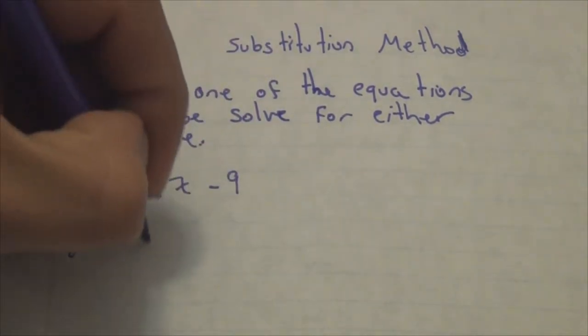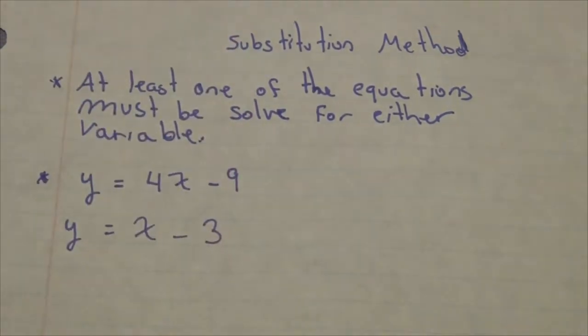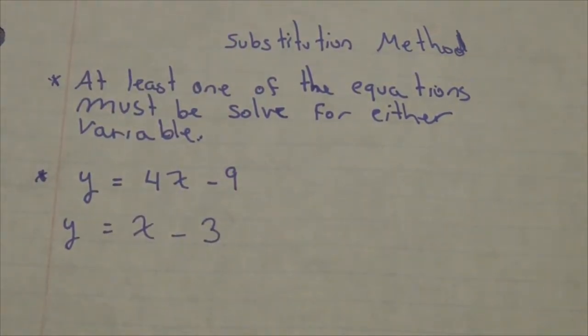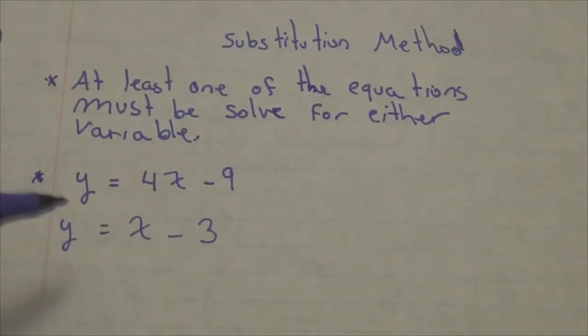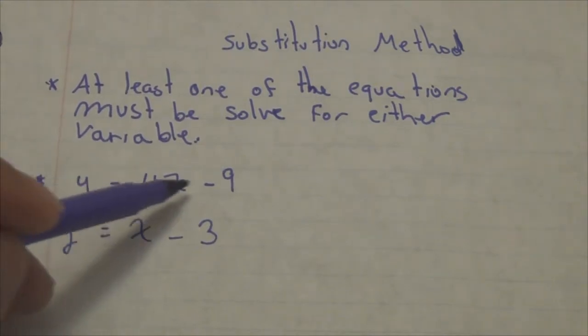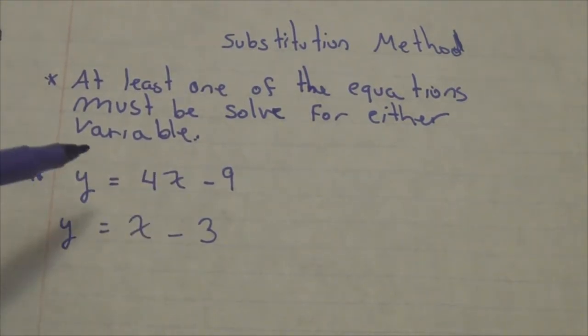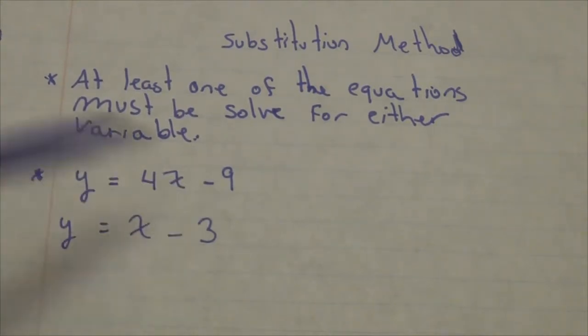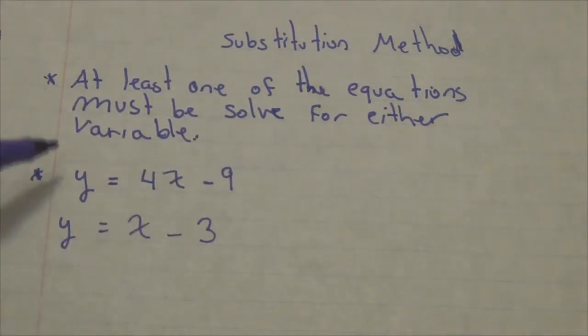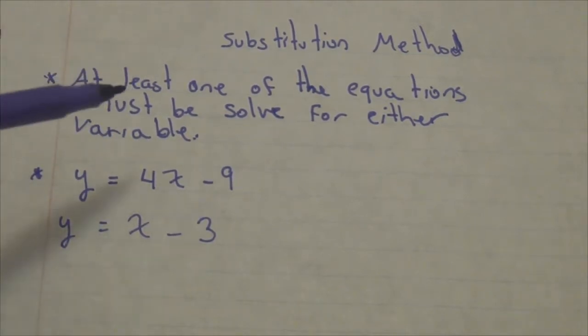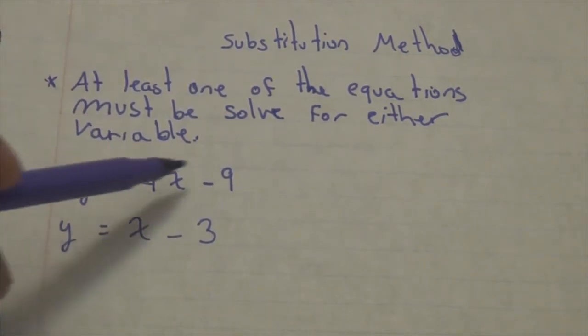So this is what we have. y equals 4x minus 9 and y equals x minus 3. So this is how it goes. You solve one of the equations. So what is y? y is 4x minus 9. So when I say y, you say 4x minus 9. Very good. So if I say 4x minus 9, what am I saying? I'm saying y. You understand what I'm saying? So then whenever you see y, you're going to think of 4x minus 9.